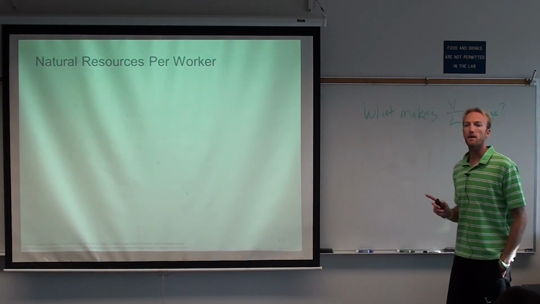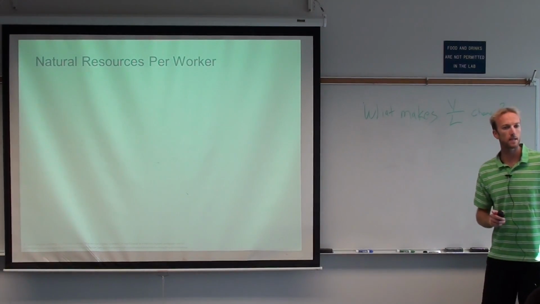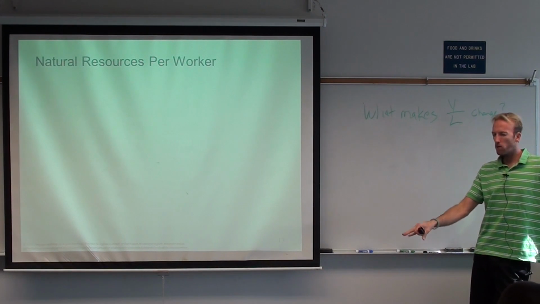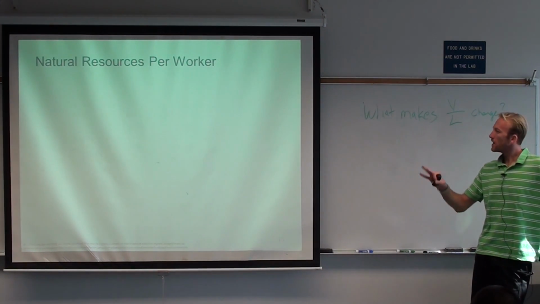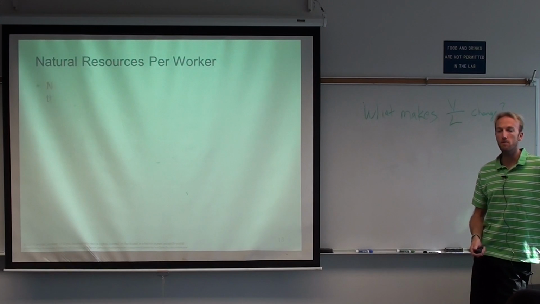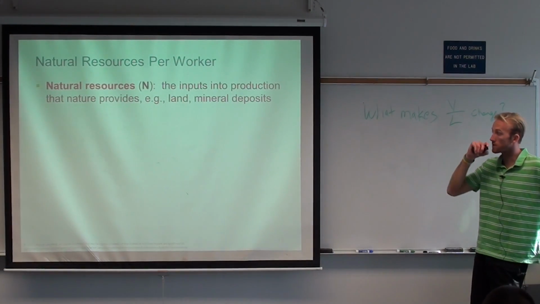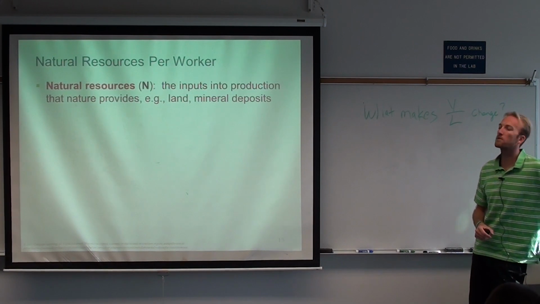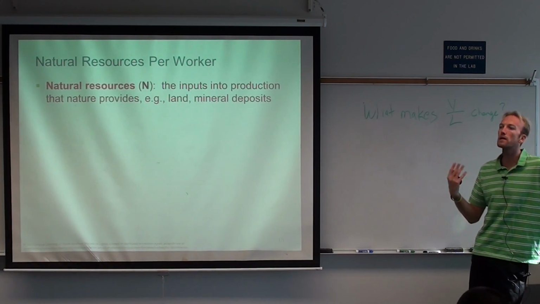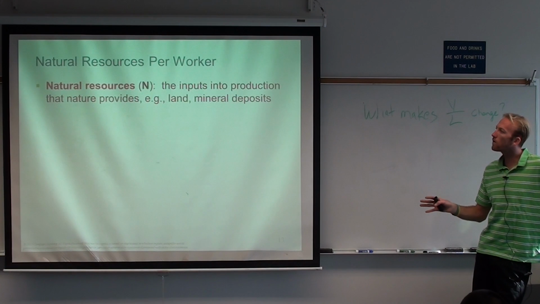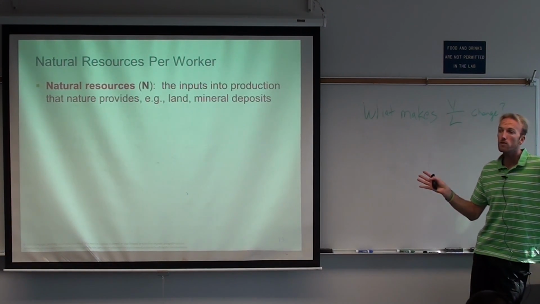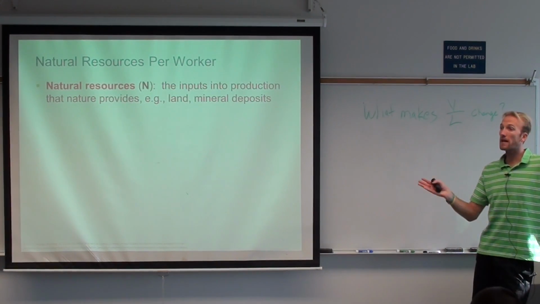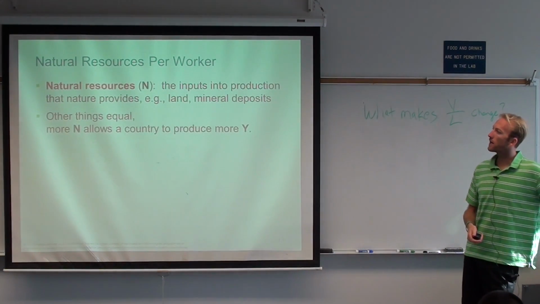And then another thing that can influence output per worker, right? Think about it. What could make the employees in this factory even more productive? If they're given more natural resources to use. So natural resources, and we'll call that N. It's the inputs into production that nature provides, right? So natural inputs. Maybe coal, maybe oil, maybe wood, maybe arable land to farm on.